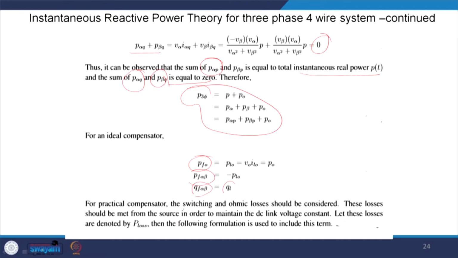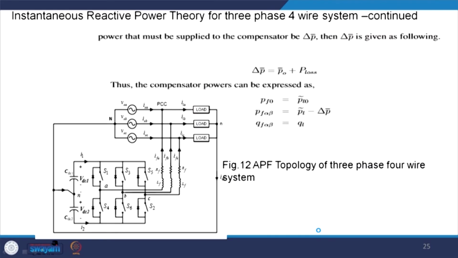In practical compensators, switching harmonic losses have to be considered. These losses should be drawn from the source in order to maintain the DC-link voltage as a constant voltage. Let us denote these losses as P loss, and the following formulation is to be used. So, we can see what P loss is. Ultimately you have the P 0 plus P loss, and P F 0 equal to P L 0, and P alpha beta equal to P L delta minus P bar, and Q alpha beta equal to minus Q L, and from this will be the active topology.